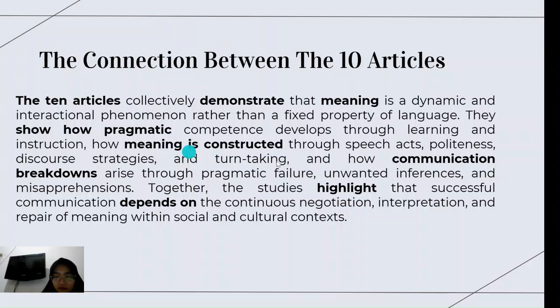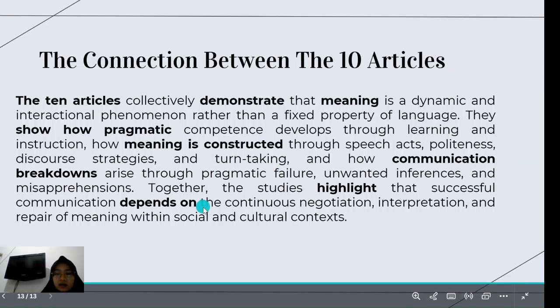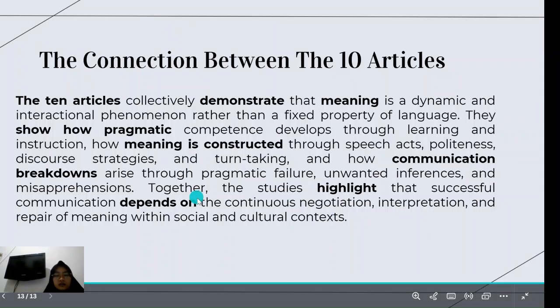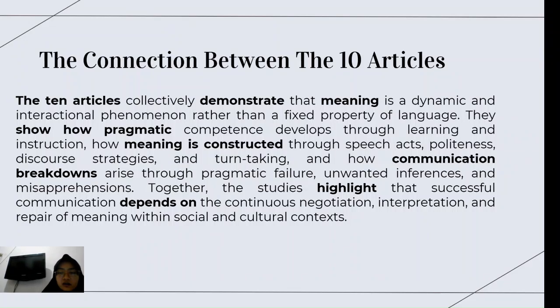As these are all the articles I had reviewed, and how communication breakdowns arise through pragmatic failure, unwanted inferences, and misapprehension. And together, the 10 articles highlight that successful communication depends on the continuous negotiation, interpretation, and repair of meaning within social and cultural contexts. And these are the connections between the 10 articles.